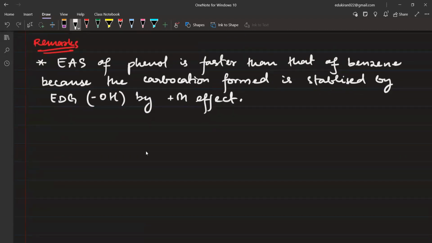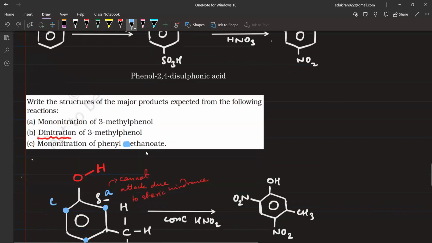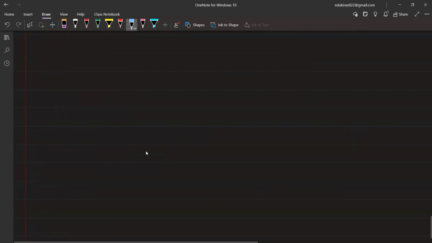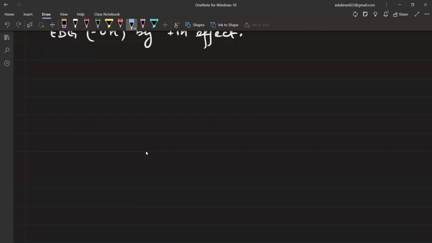After this, there are two important name reactions, Kolbe reaction and Reimer-Tiemann reaction. Okay, so please write number one, Kolbe reaction. What number will this be for you? Wait a second, guys. Third, I think. Yeah, fourth is Kolbe reaction. Sir, EDG is electron donating group. Yeah, correct.